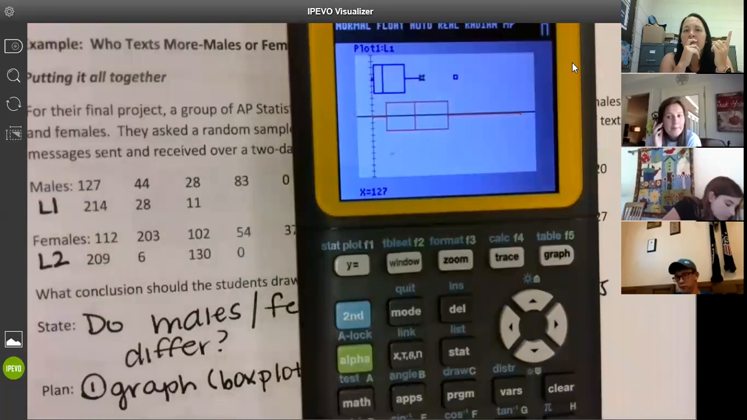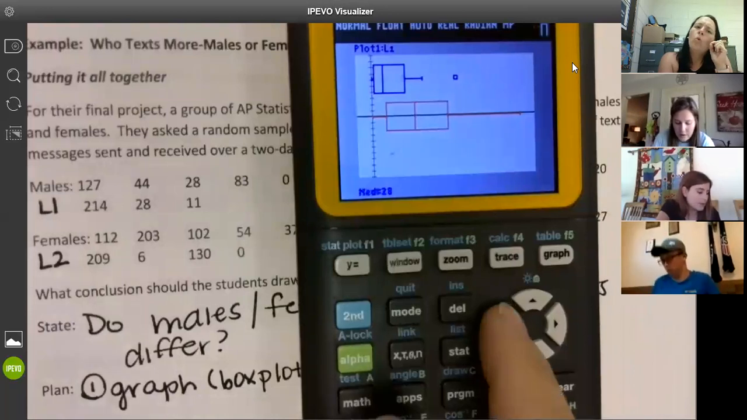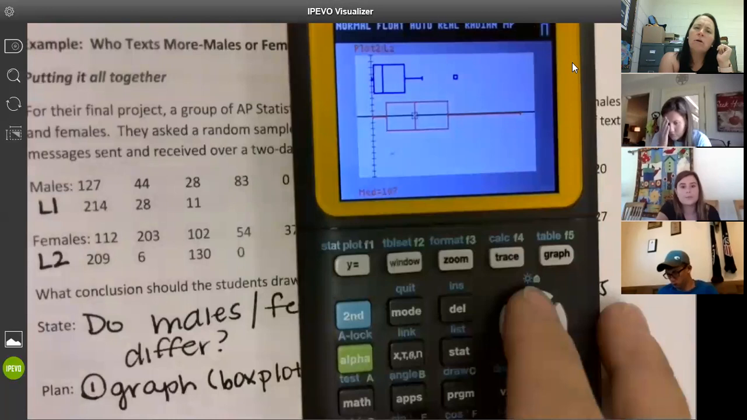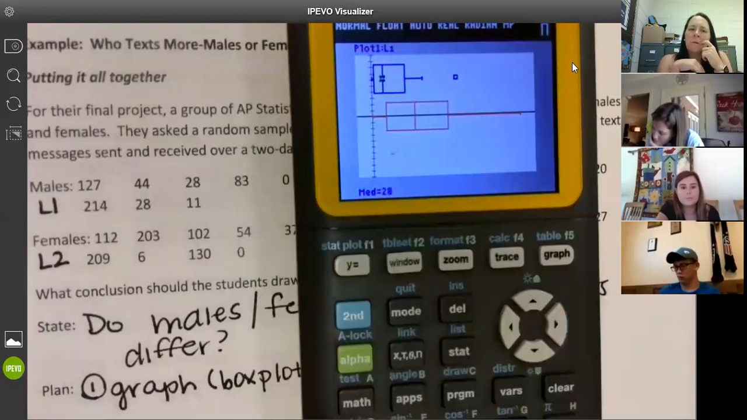What else? The center for the females is 107, and for the males it's 28. What numbers are those? What are those called? The median. And why are we using the medians? Because it's skewed. Is everybody good with that?